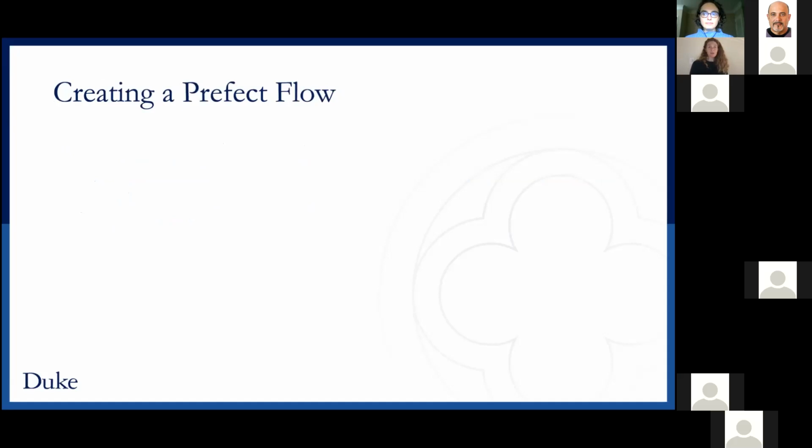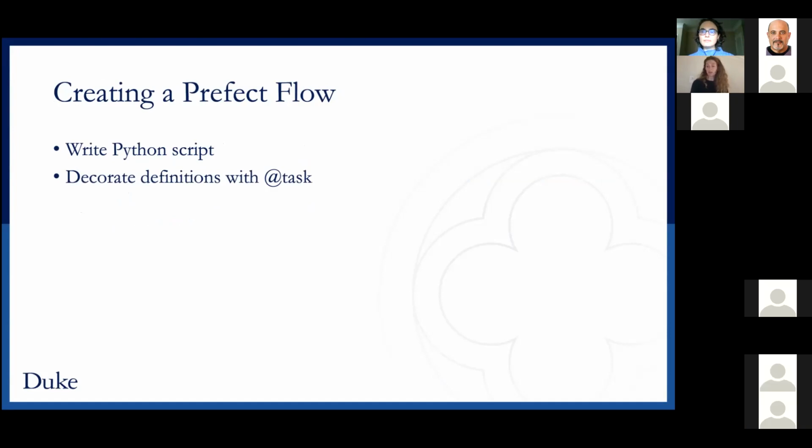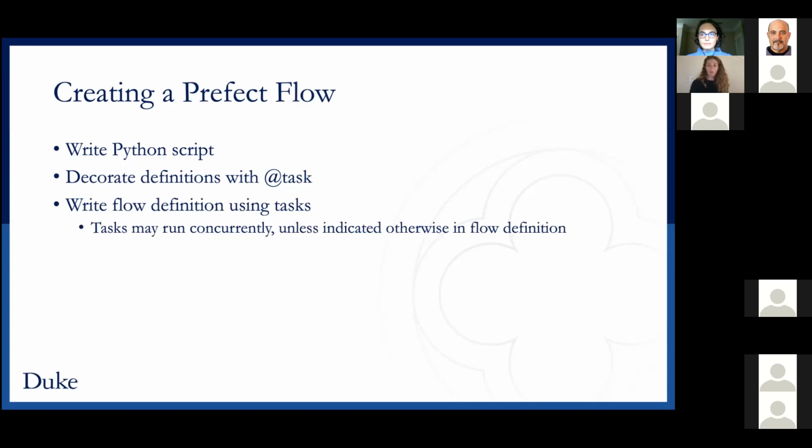So when you're writing a flow, maybe your first time, you've never done this before, maybe the heuristic way to think about doing this would be to start by just writing a Python script. Just write whatever Python you want. And then take your definitions and decorate them with the task wrapper that Prefect provides for you. So once you've decorated a definition with @task, Prefect will know that that is a task it needs to register and keep track of. And then you'll write your flow definition. So you're essentially defining the dependencies among all of these tasks. One thing to note is that tasks can run concurrently. So you do need to get your dependencies correct.